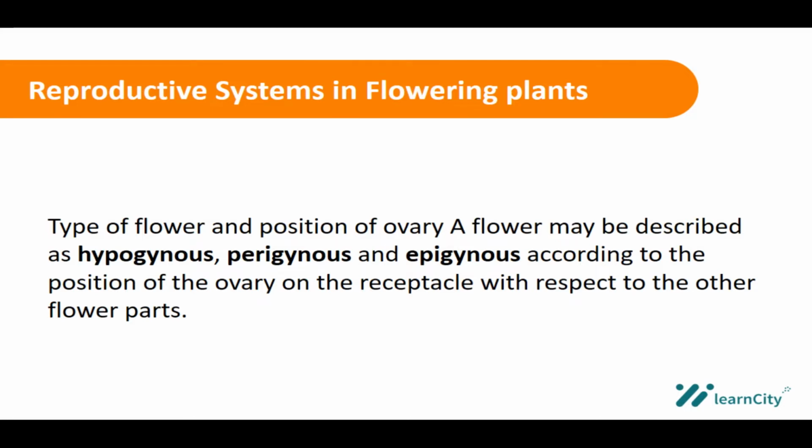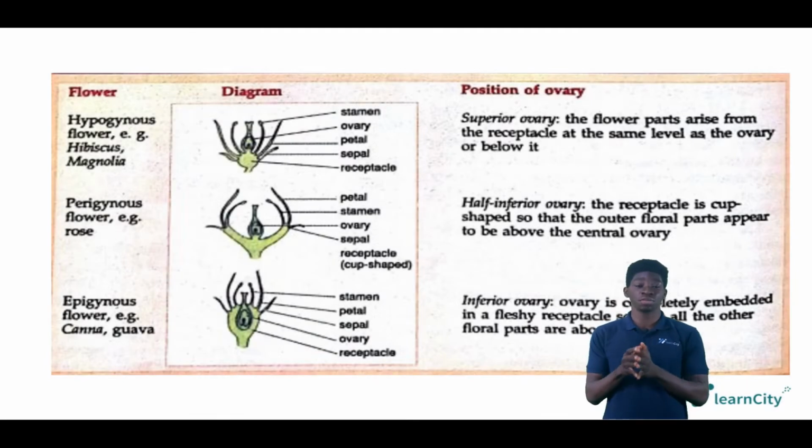Those are the three types of flowers we can have based on the position of the ovary and also on the receptacle with respect to the other flower parts. So it's the position of the ovary in respect to the other flower parts and the receptacle that decides what group we put the flower in, whether hypogynous, perigynous, or epigynous. Now let's talk about the differences between those three types of flowers.